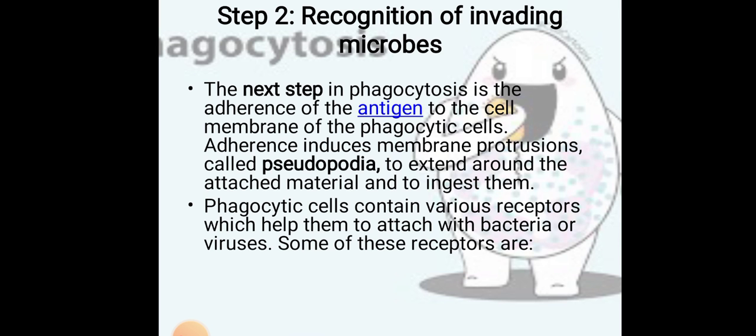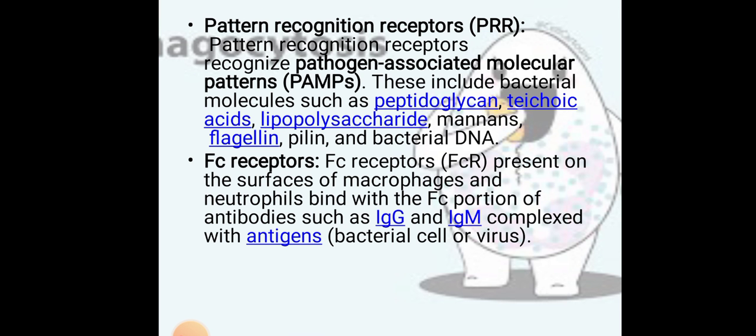These phagocytic cells contain various receptors which help them attach to bacteria or viruses, and examples of these include the pattern recognition receptors, in short called PRR. These pattern recognition receptors are responsible for the recognition of pathogen associated molecular patterns, that is PAMPs.